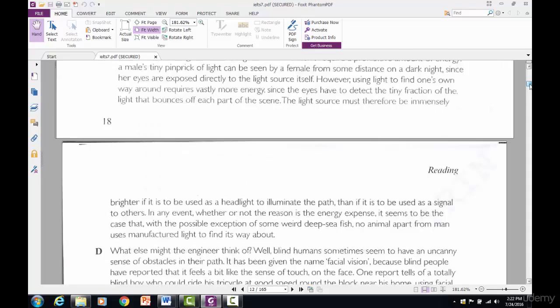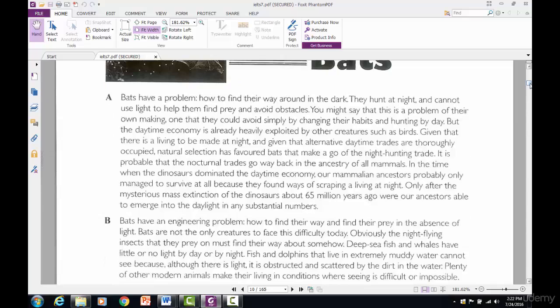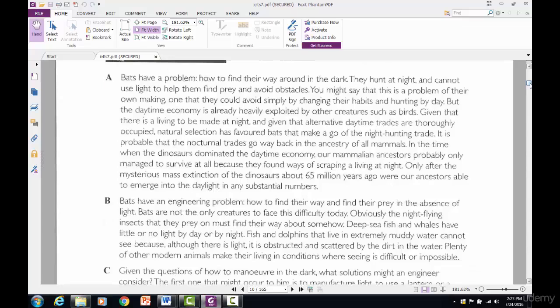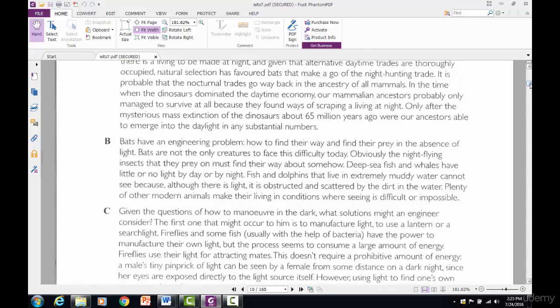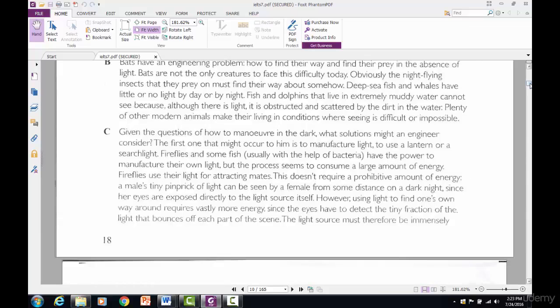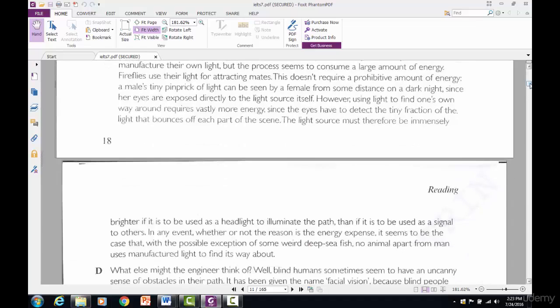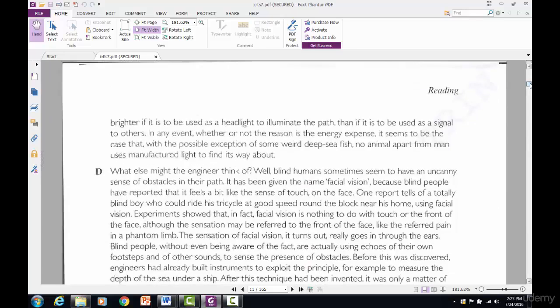So let's see if I can find a paragraph that's dealing with facial vision. So I'm scanning, everybody. I'm scanning for the word facial vision. And scanning is really a good exercise to learn how to do. The better you get at scanning, the better you're going to do on the IELTS exam. Okay, I think it's really, really important to learn how to do that. And I'm talking to you and I'm scanning at the same time, so you have to be able to multitask.